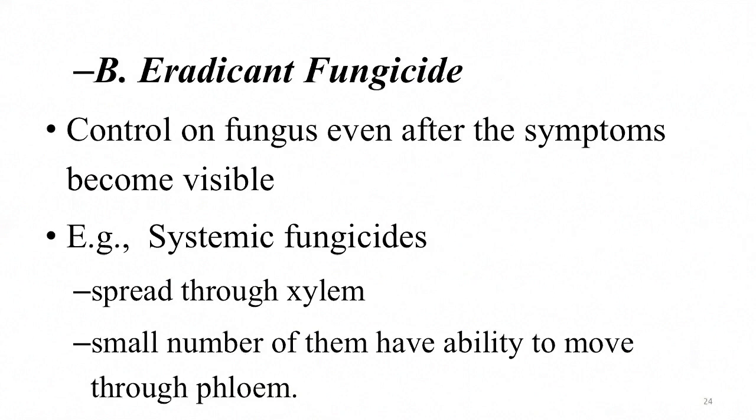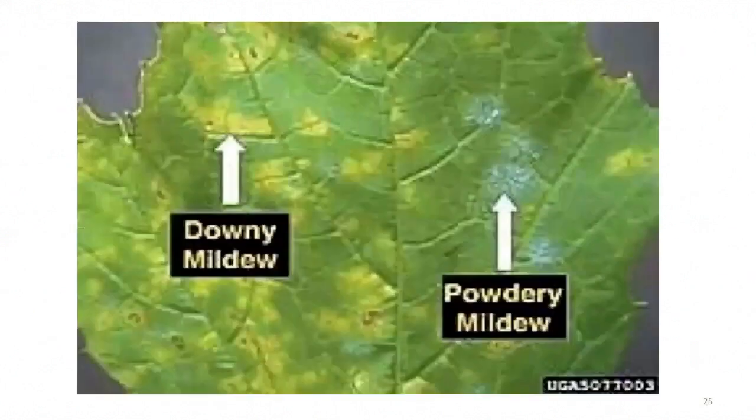That is, they are agents which control the fungus even after the symptoms become visible and kill the newly developed spores along with the mycelium. Examples can be seen in the systemic fungicides, where most of the systemic fungicide is spread through the xylem and a small number of them have the ability to move through the phloem. The examples of these systemic fungicides can be seen in the downy mildew disease that refers to any of the several types of oomycete microbes that are obligate parasites of plants.